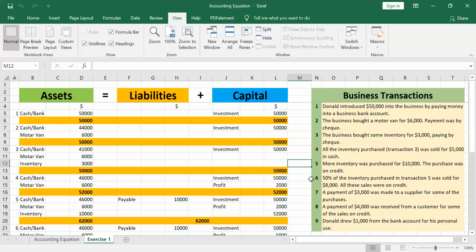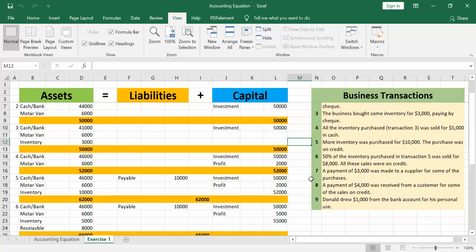Now we are moving towards transaction number 5. It says, more inventory was purchased for 10,000. The purchase was on credit. Now you have purchased more inventory. Again, inventory is your current asset, so we're going to record the inventory in the assets. There's no change in cash because we are buying on credit. There's no change in the motor van. But because we are buying the inventory on credit, that makes a liability on us.